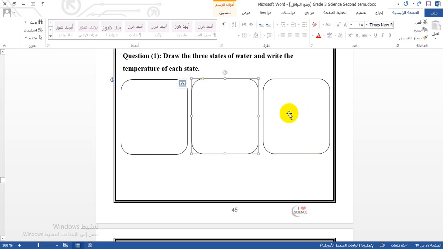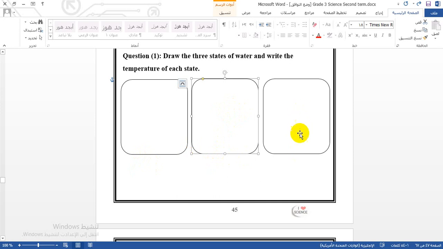This is the solid. What about the liquid? Between 0 and 100 Celsius degree, this is the liquid. What about the gases? More than 100, so write here more than 100. The gas, the example of gas, is water vapor, more than 100 Celsius degree. Here in the middle, draw a cup of liquid water and write between 0 and 100.